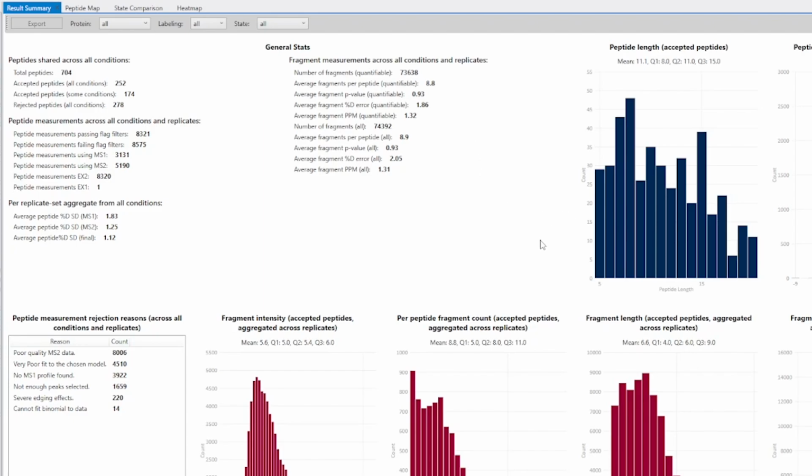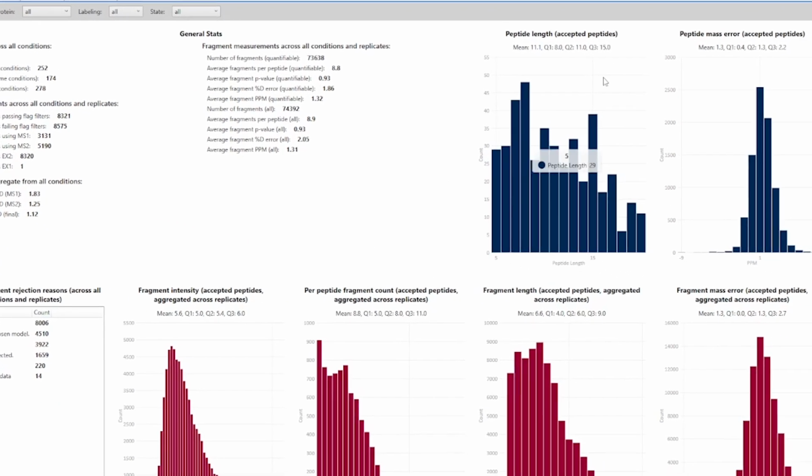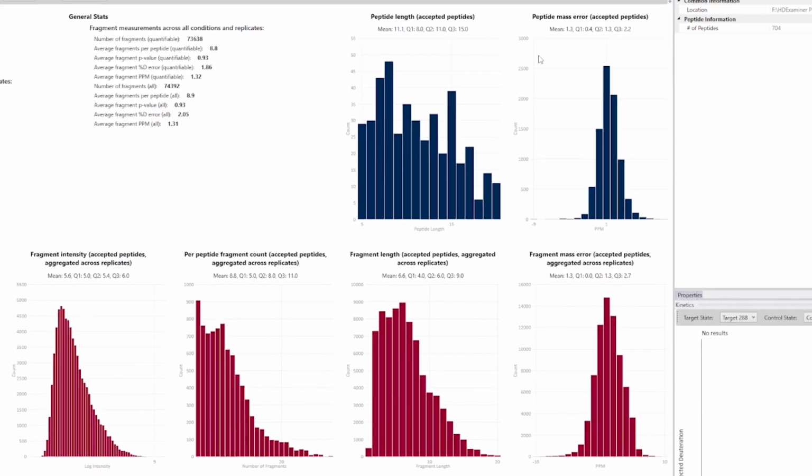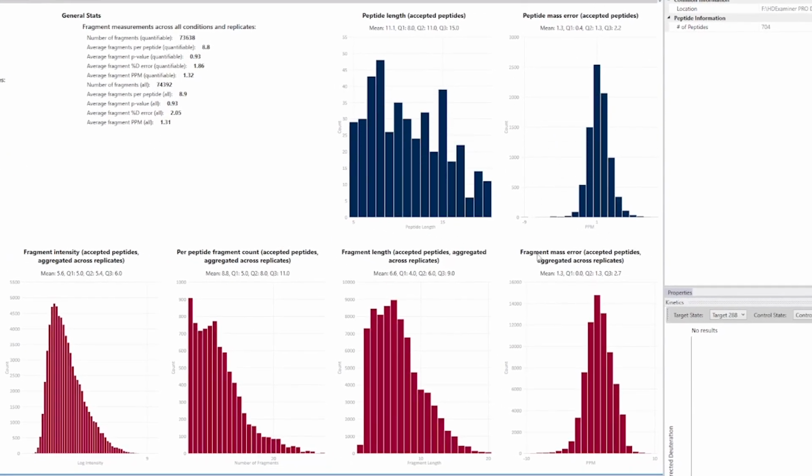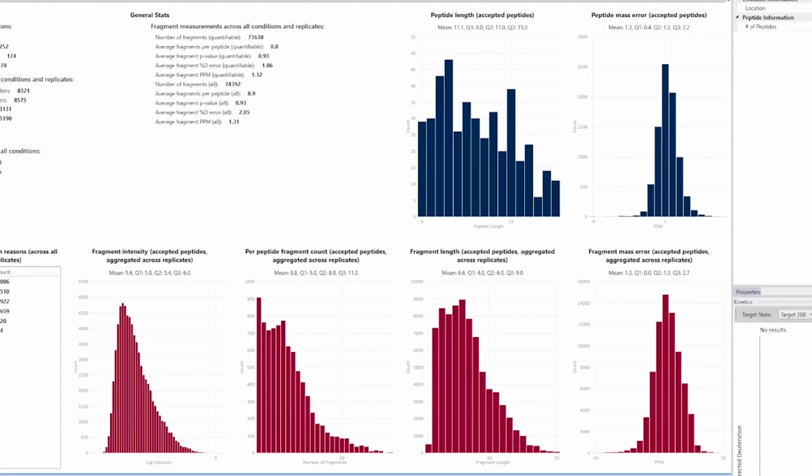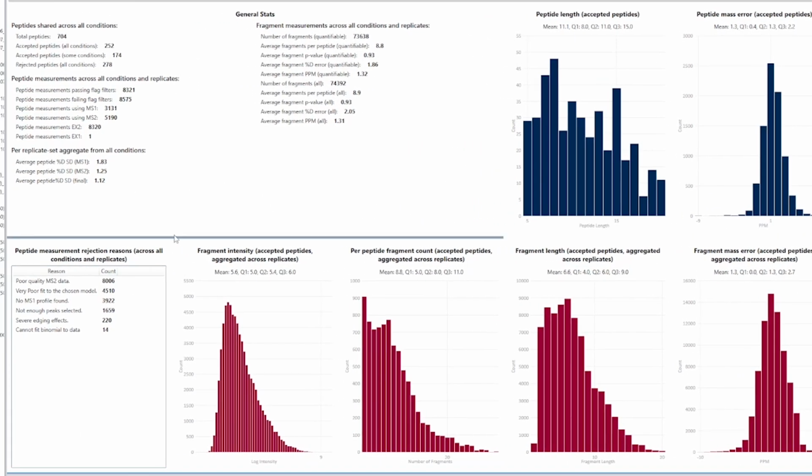Some of these stats are also described in these histograms. For example, the mass error that we saw here is described at the peptide level and on the fragment level, as well as the peptide length, the fragment length, the number of fragments per peptide, and the fragment intensity. And finally, on the bottom left here, we have a box that describes why some of the peptide measurements have failed.